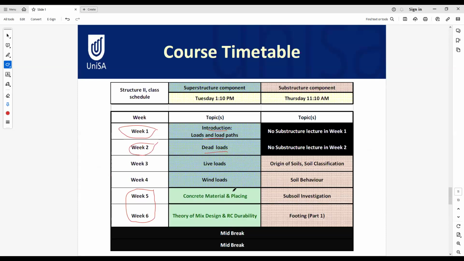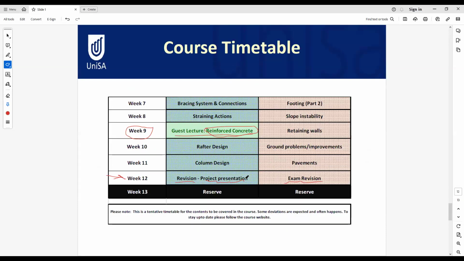For the project presentation, it is very early to discuss now, but anyway, in the last class we will be doing an oral presentation to present the project.